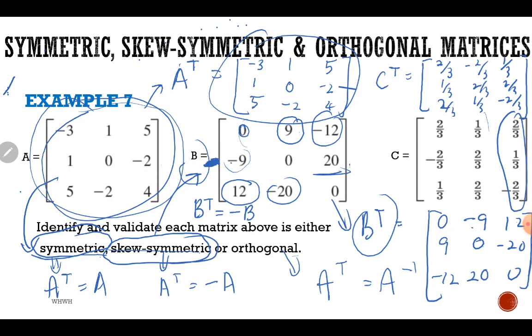Macam tak ada kaitan. So meaning that we have a feeling that this is supposed to be an orthogonal matrix. So if it is an orthogonal matrix, maknanya we have to show that C transpose is equal to C inverse.